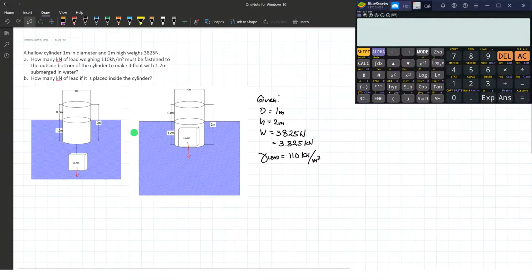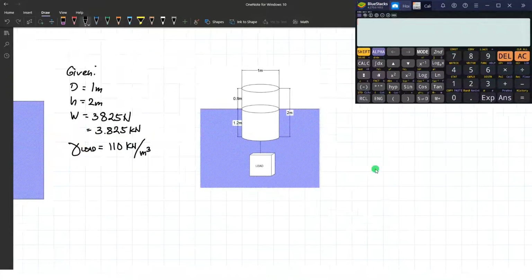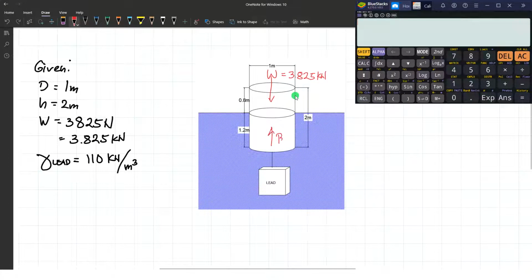So let's solve first letter A. For letter A, our figure is this one. So what are the forces present here? We have the weight of the cylinder container. We have W, which is 3.825 kilonewtons. We have the buoyant force being applied to the cylinder. So that's BF1. And we have the weight of the lead. Okay, so weight of lead.